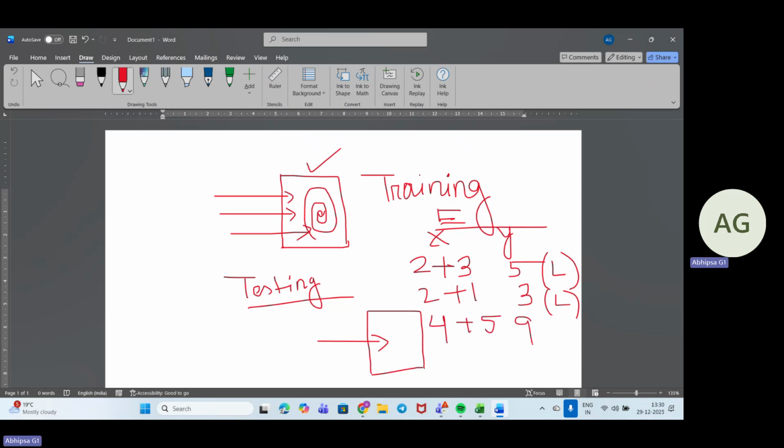So it is giving us 9. So this is another label. Okay. So these are the labels, and these are the examples that we are feeding into my model in the training set.